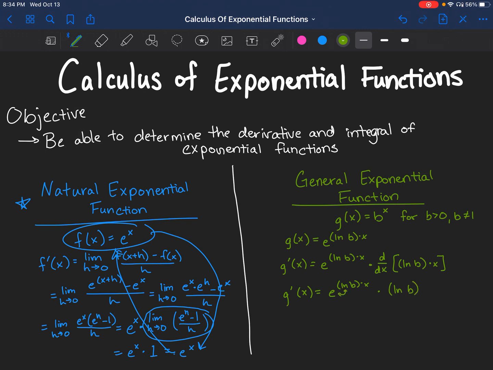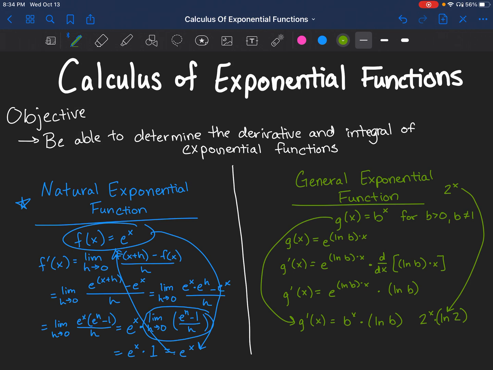Again, I'm going to switch this back out. E to the ln should bring me back down to base b to the exponent x times the natural logarithm of b. Now, that means that if I have any base, let's just make up a number, let's call it 2 to the x, my derivative would still be 2 to the x. I just need to now multiply it by the natural log of 2.